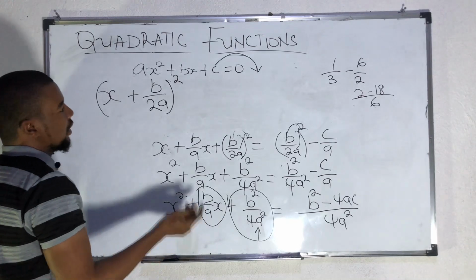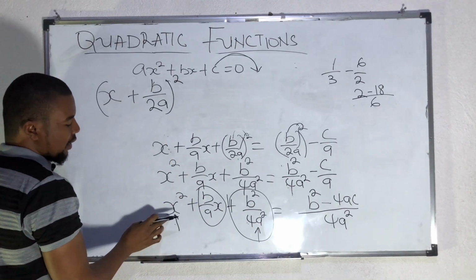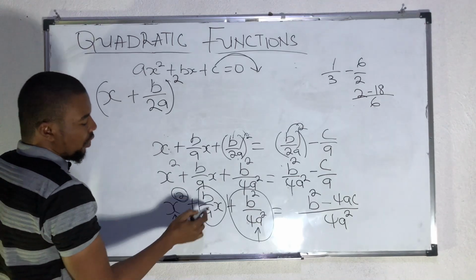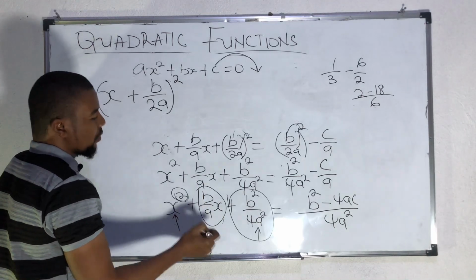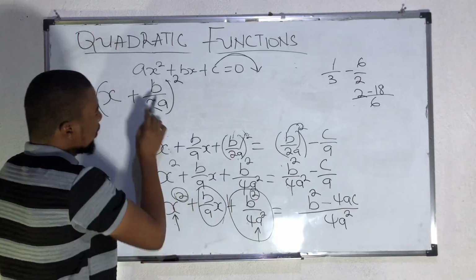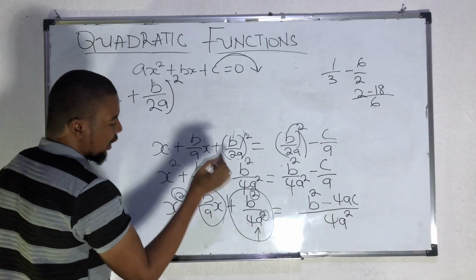So you simply copy down this one here, the x, and ignore the square. You ignore the second term. For this one, also ignore the square. You just pick the b. For the down part, you also ignore the square. You just pick the a.